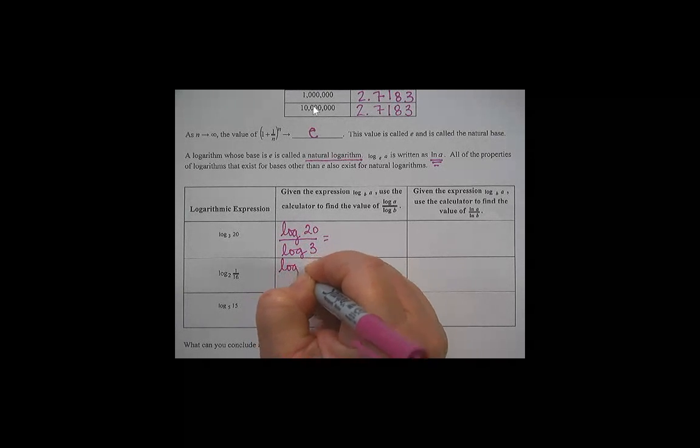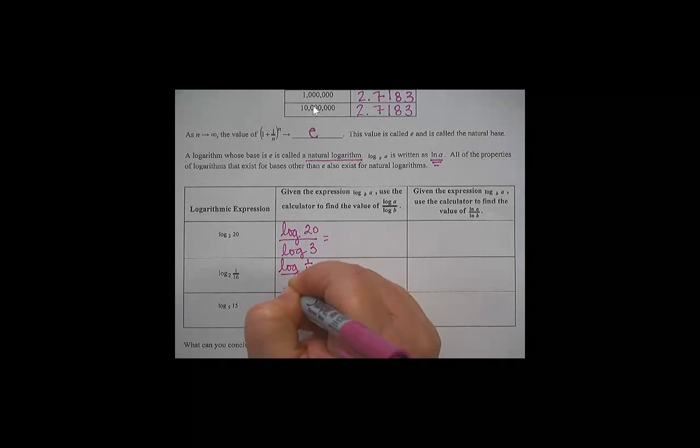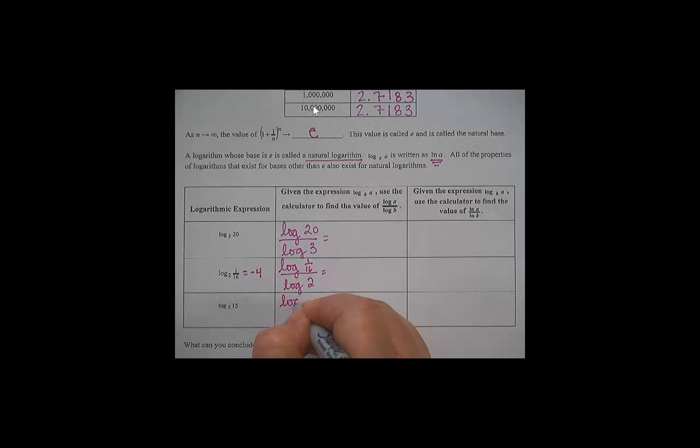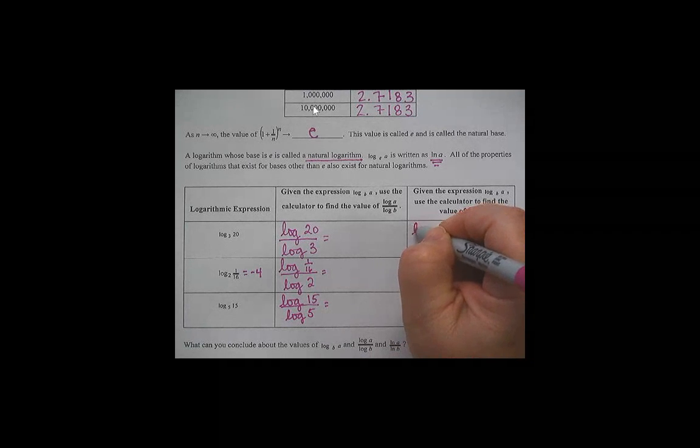Now here I've got log of 1/16 and the base is 2. Now I could actually figure this out without a calculator because I know that 2 to the power of negative 4 would give me 1 over 16. For this one, I could do log of 15 divided by log of 5. 5 to what power is equal to 15? Well, 5 squared is 25, so this is going to be less than 2. And the point of this little table is to show that you could, instead of using common logs, also use natural logs the same way.